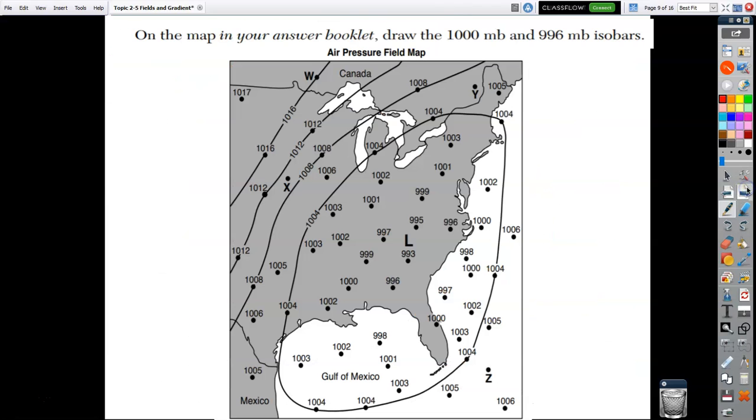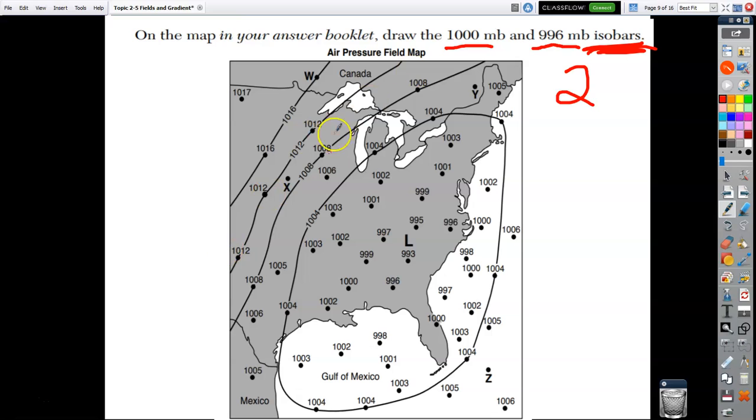Let's see, that we did. All right, so here's another one. This is actually off of Regents. On this one, they gave them isobars, which again is an isoline, equal pressure, right? Barometer measures pressure. They only want them to draw, and that's the other thing: read the directions carefully. The 1,000 and the 996. So you're only drawing two isobars, the 996 and the 1,000.